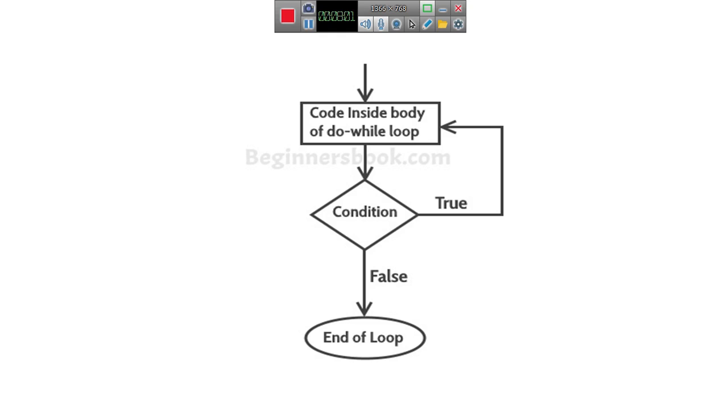Here is the flowchart of this do while loop. Code inside the body of the do while loop, then the condition. If the condition is true, the statements are executed again; if it is false, it is the end of the loop.